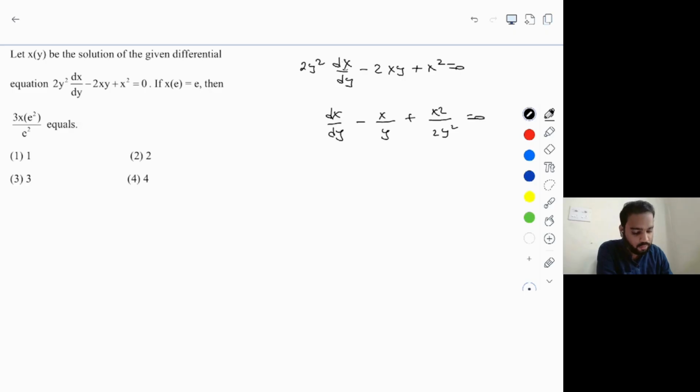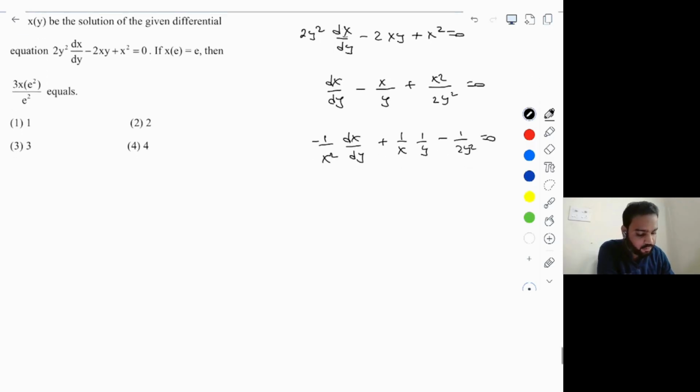Then I'm going to divide throughout by minus x square. So if you do that, this will be minus 1 by x square dx by dy, and plus 1 by x into 1 by y, and minus, since I'm dividing by minus x square, this will give you minus 1 by 2y square is equal to 0.